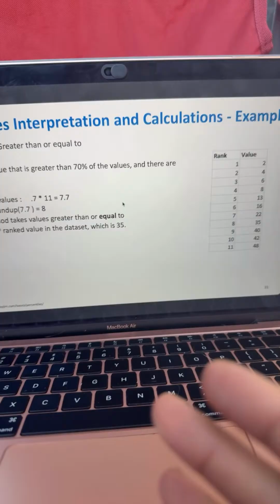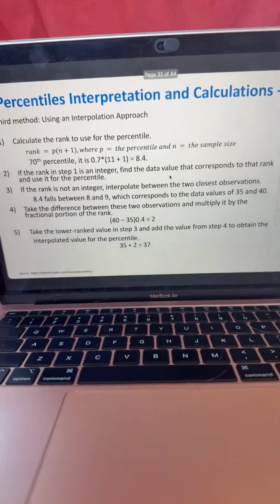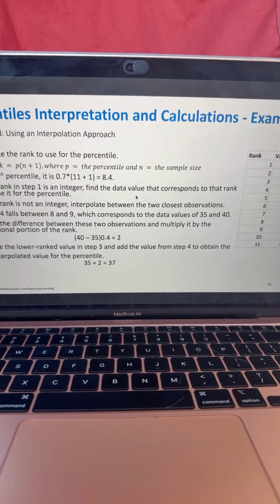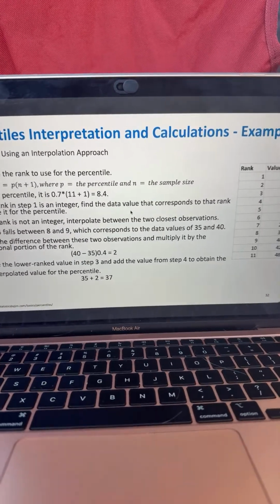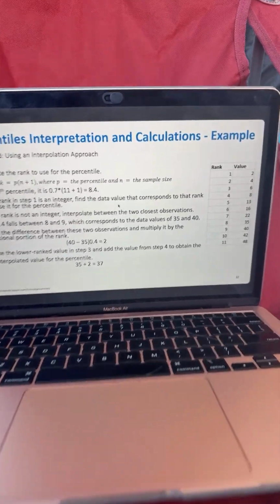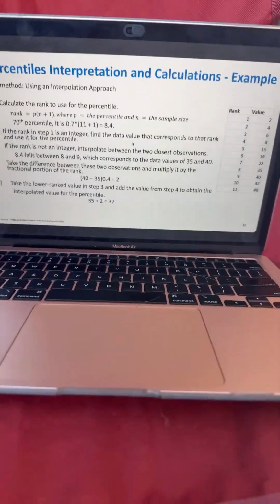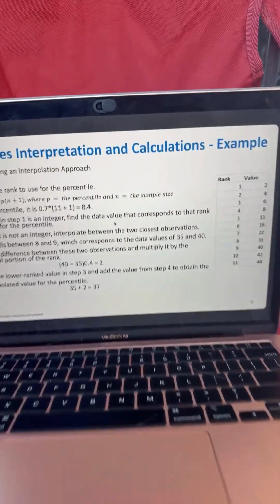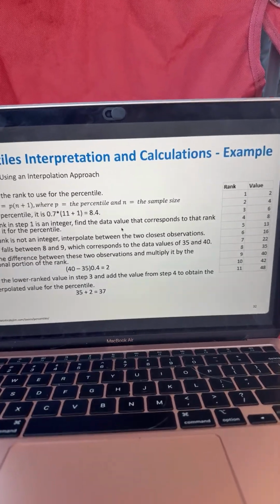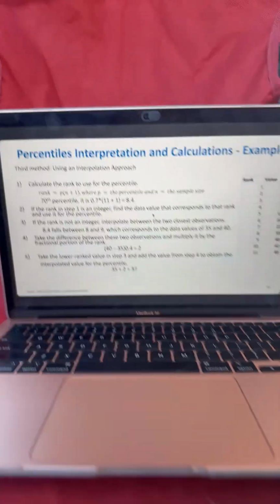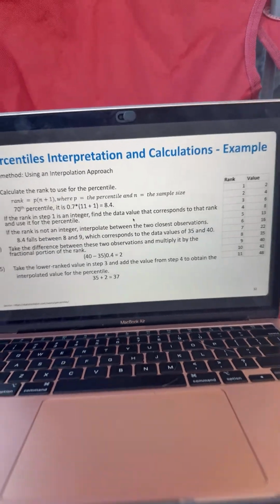So for greater than or equal to, you just go on 8th. And then interpolated, you do p times n plus 1, where p is the percentile and n is the sample size. If the rank is an integer, find the data value that corresponds to that rank and use it for the percentile. If the rank is not an integer, interpolate between the two closest observations. 8.4 falls between 8 and 9, which corresponds to the data values of 35 and 40. So take the difference between the two observations and multiply it by the fractional portion of the rank.